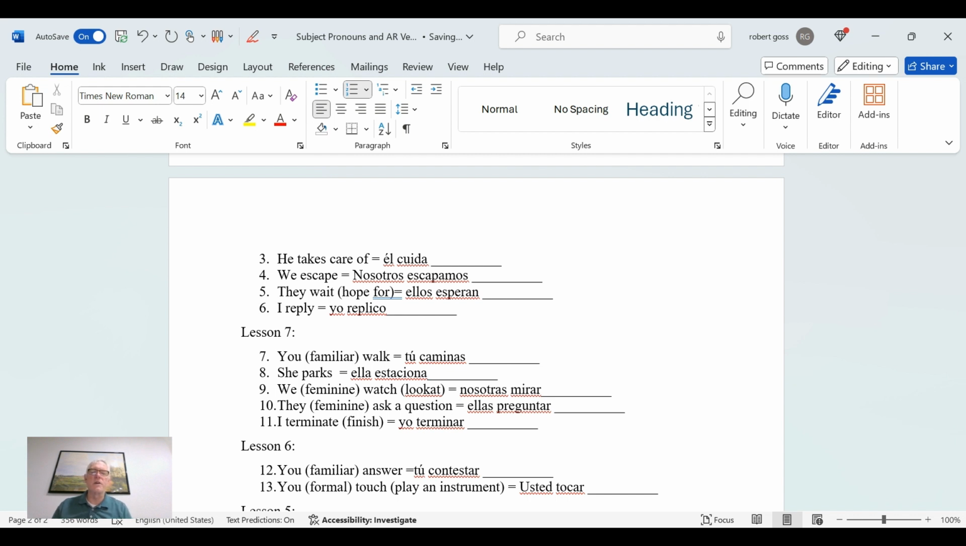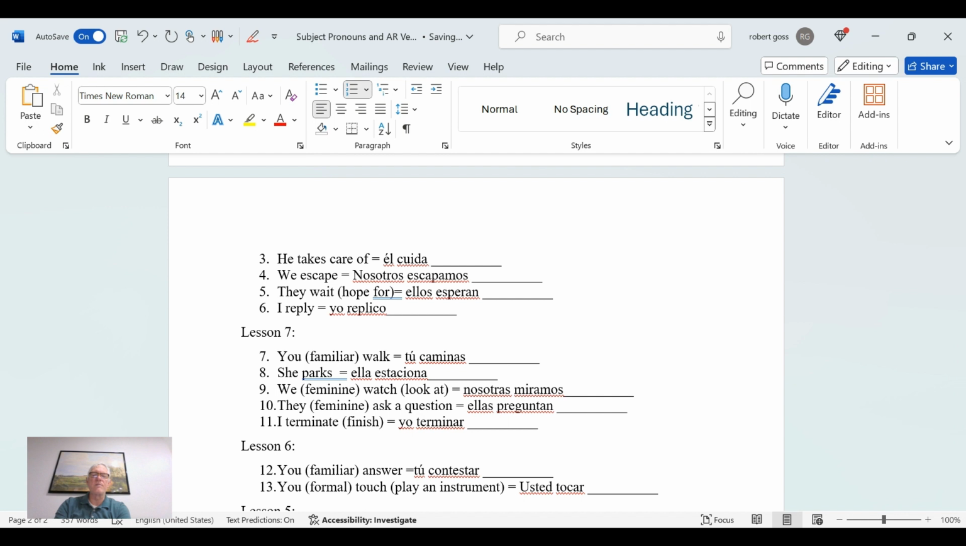We feminine. That'd be nosotras. We watch or we look at. To look at would be mirar. So we're going to cross off the AR and we put AMOS. Nosotros miramos. They feminine. Well, they would be ellos or ellas. It's feminine, so it's ellas. Ask a question. Preguntar is to ask a question. So we're going to cross off the AR and we put in AN.